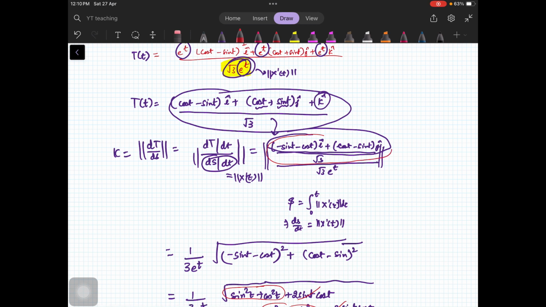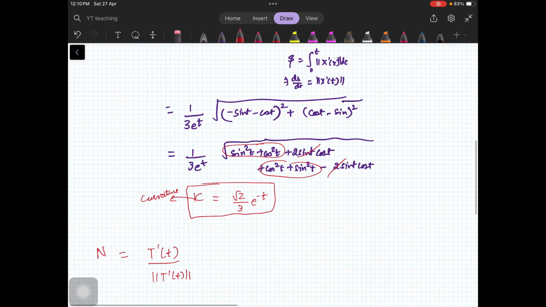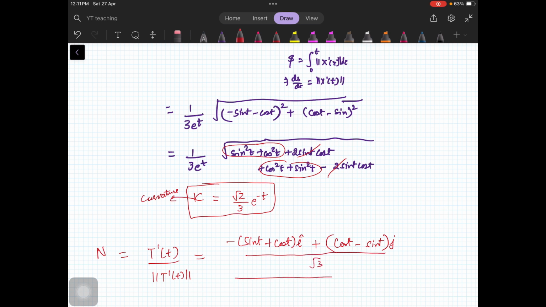This is dt by dt, right? So you already calculated this. So reuse those quantities. Don't calculate again and again. So this is (-sin t + cos t) i cap + (cos t - sin t) j cap divided by root 3. And then you have to divide it with the modulus.